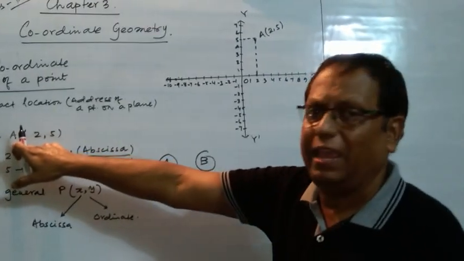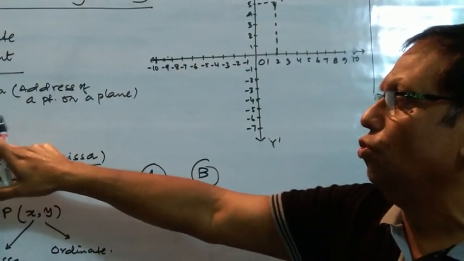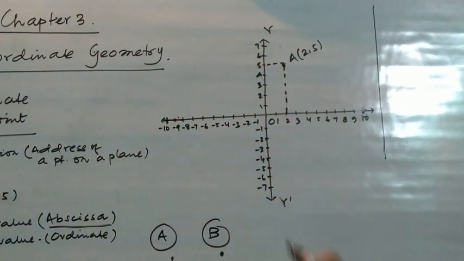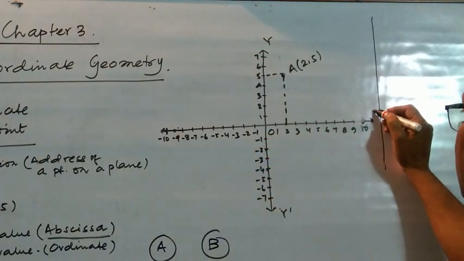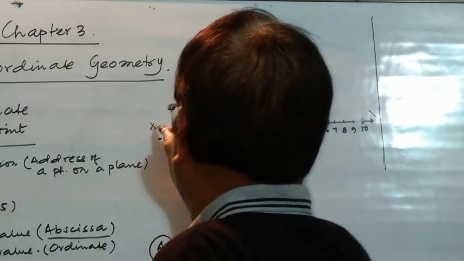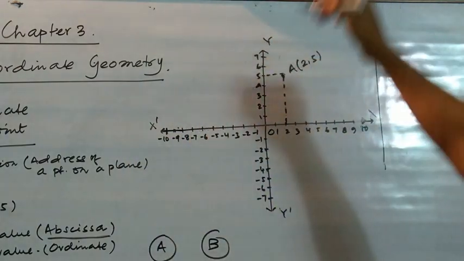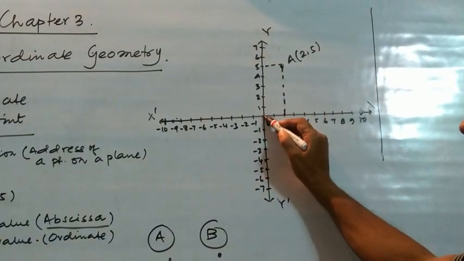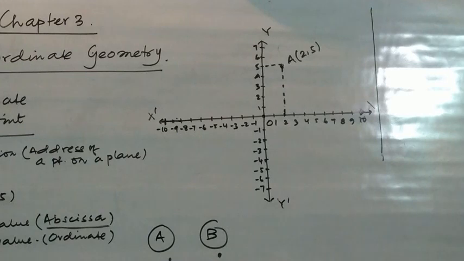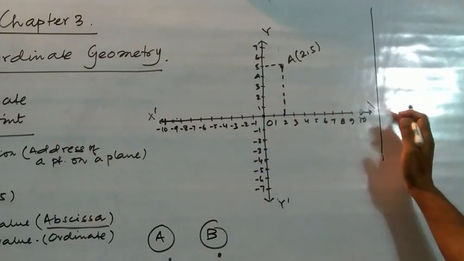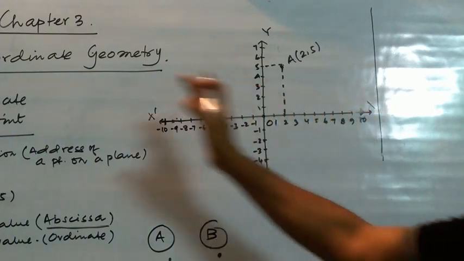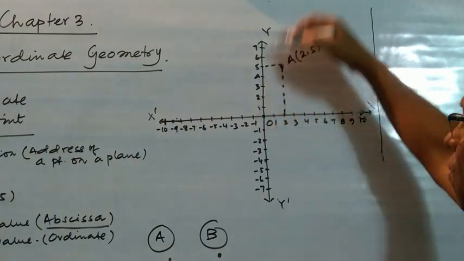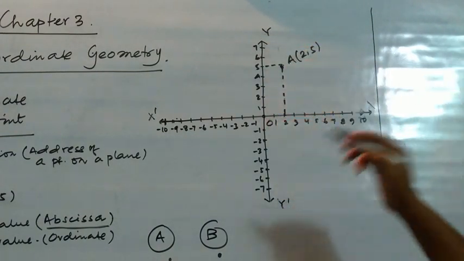See, our point is A and its coordinate is 2, 5. What to do? We have drawn two mutually perpendicular lines, students. This one is the x-axis, known as XOX dash, and this is known as YOY dash, two mutually perpendicular lines. The point of intersection, O, is known as the origin. On the right side of O, on the x-axis, all values are positive, on the left side they are negative. Along the y-axis, above O, it is positive y, and below it is negative y.